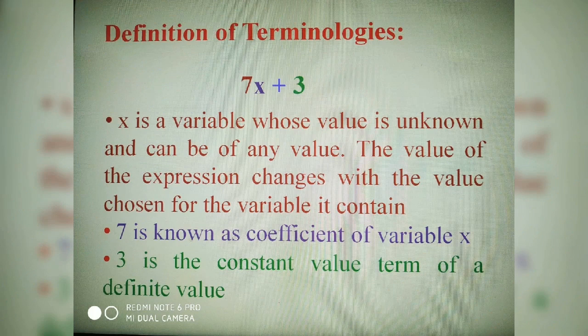Here, this is the definition of terminologies. 7x plus 3 is our example. Here, x is a variable whose value is unknown and can be of any value. The value of the expression changes with the value chosen for the variable it contains. Here, 7 is known as coefficient of variable x. 3 is the constant value term of a definite value.